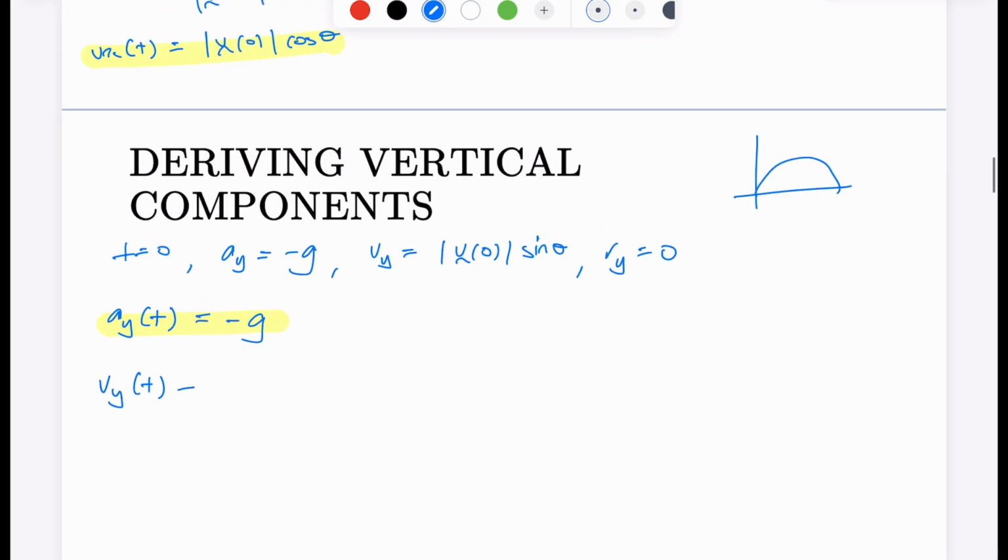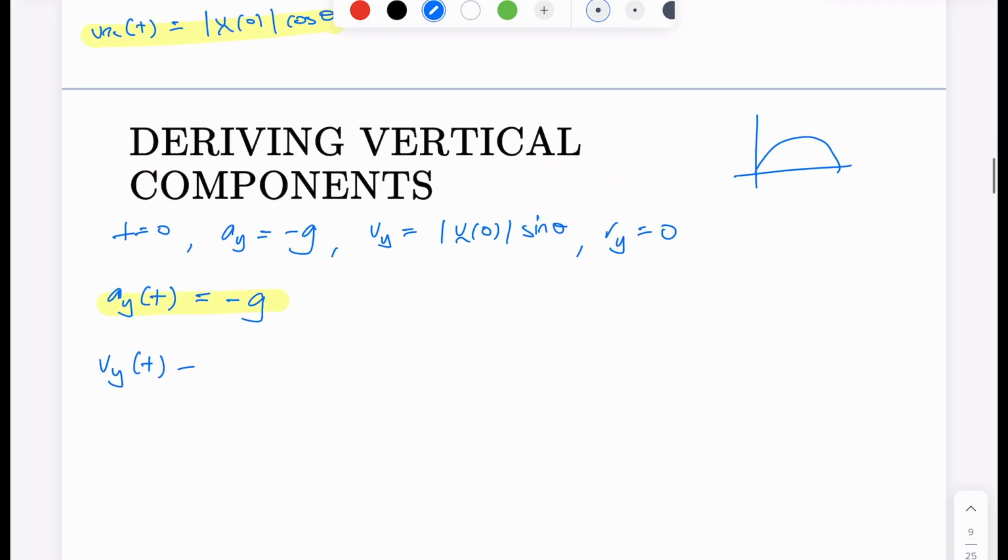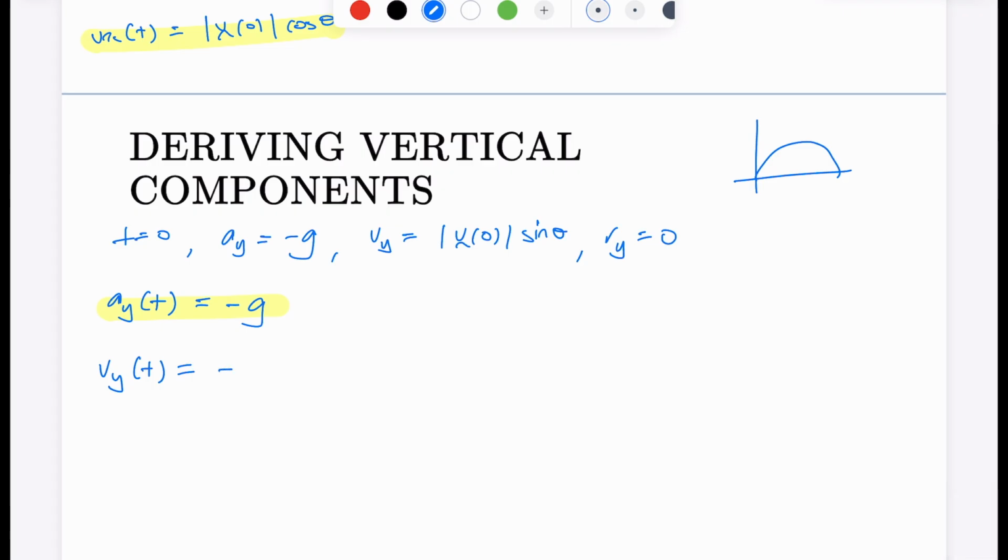Okay, so let's have a look at the velocity equation. I get that just by integrating my acceleration in terms of t. Okay, so if I perform this integral, I'll get negative gt plus c.